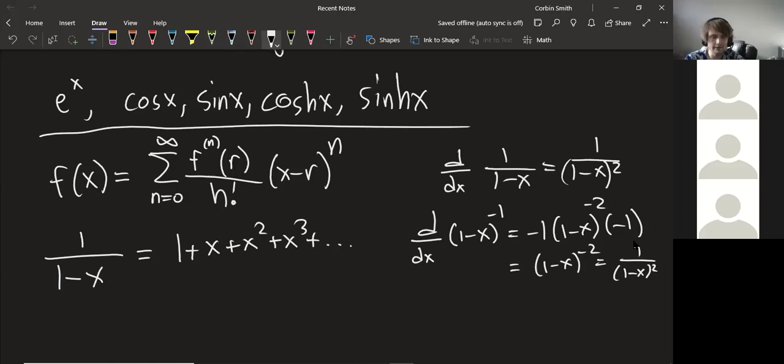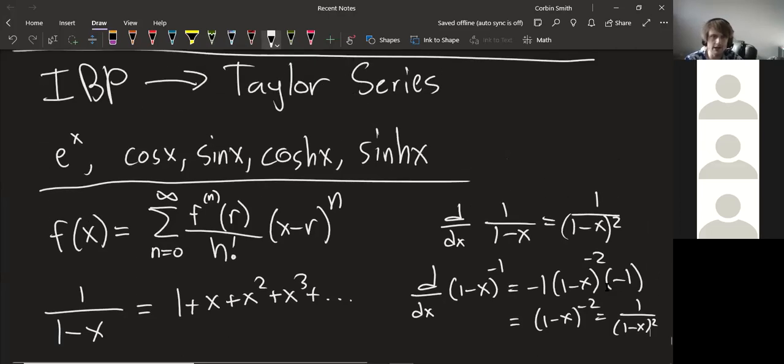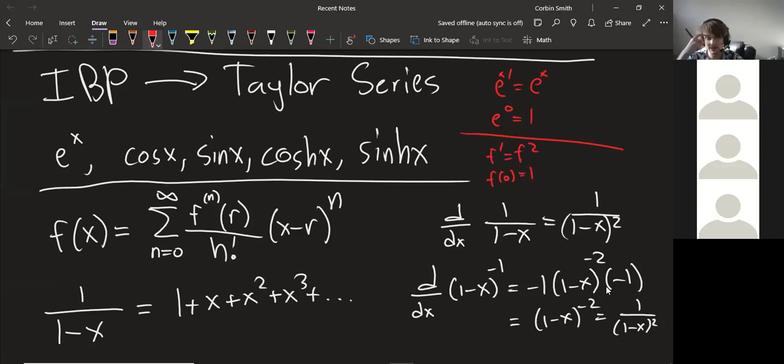And actually, it's kind of a fun exercise. If you remember the way that we got e to the x, we started with this differential equation, e primed equals e, and e to the 0 equals 1. This geometric series here actually satisfies the differential equation f primed is equal to f squared and f of 0 is equal to 1. It's a fun exercise to solve it that way. Okay, but let's keep going.